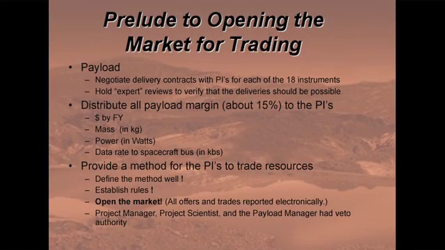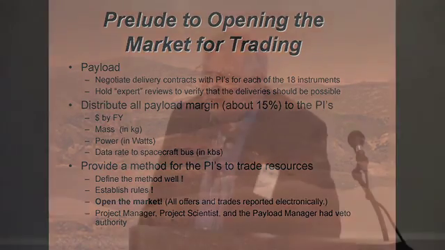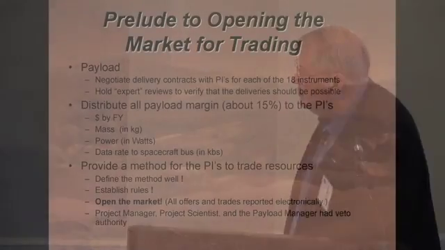Then after that was agreed upon and the contracts signed, we distributed all the payload margin to the PIs. That was about 15% in most of the categories. So now each instrument not only had what was agreed upon that they could deliver the instrument for, they then had the additional reserve given to them to use as needed. And I mentioned these quantities here already.